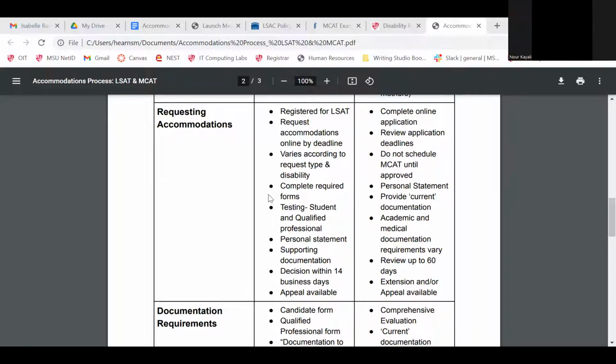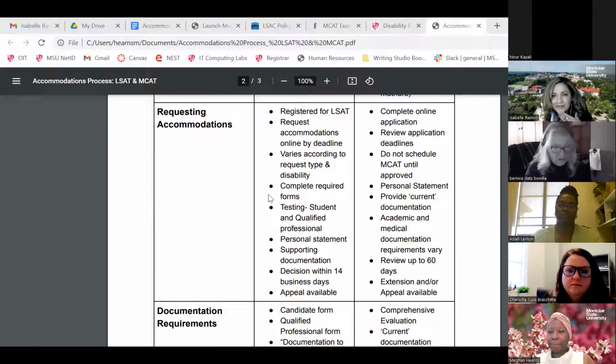So they don't already provide you with breaks for the MCAT? You have to ask for that? Yes. Okay. That is part of the accommodation. Now, if there is a break in between the sections, that's separate. The accommodation of breaks during an exam are breaks that you can take, not predetermined breaks that are built into the exam itself.